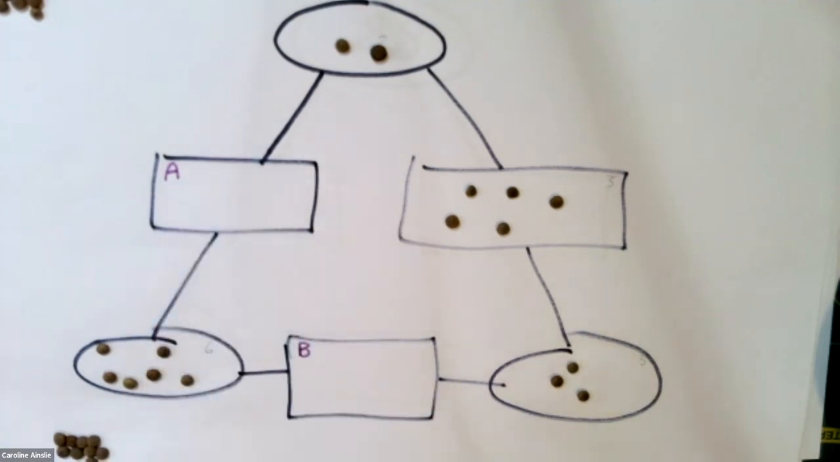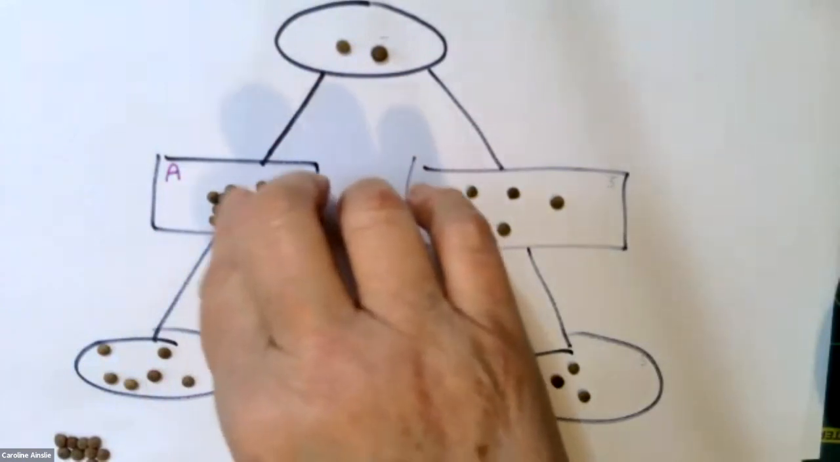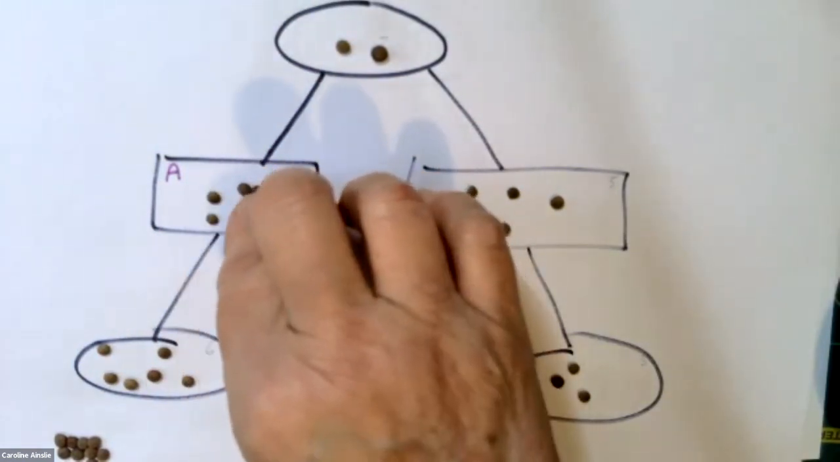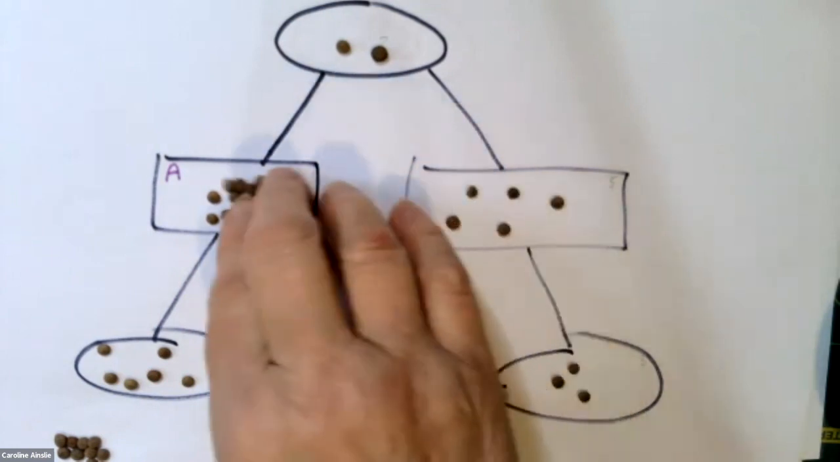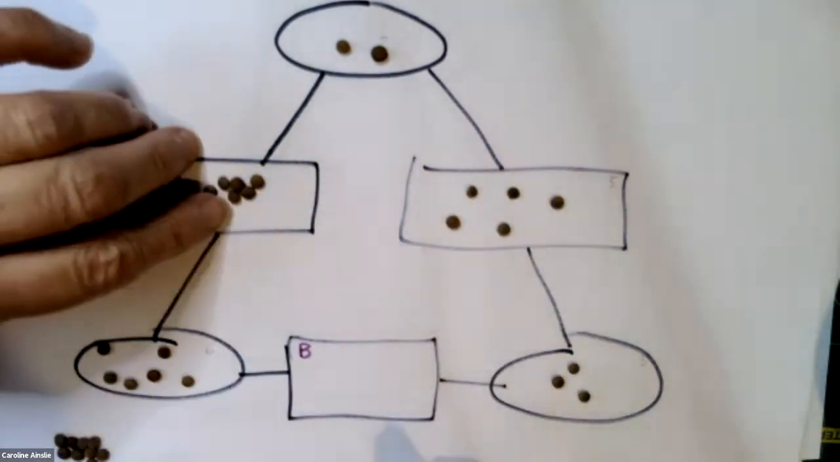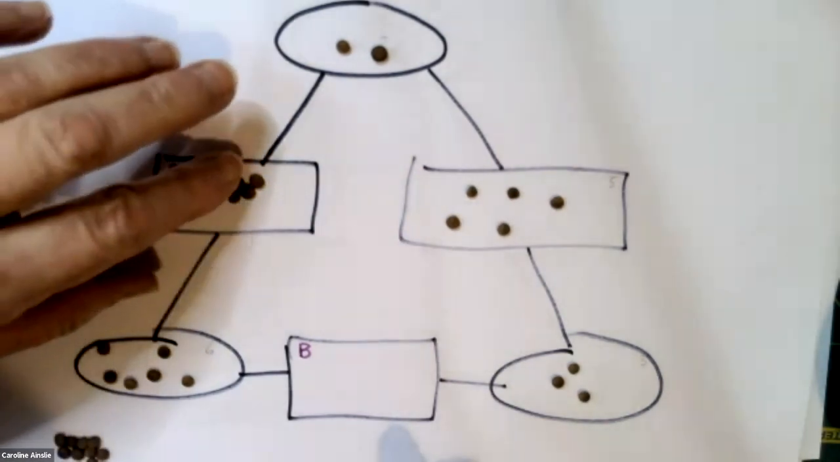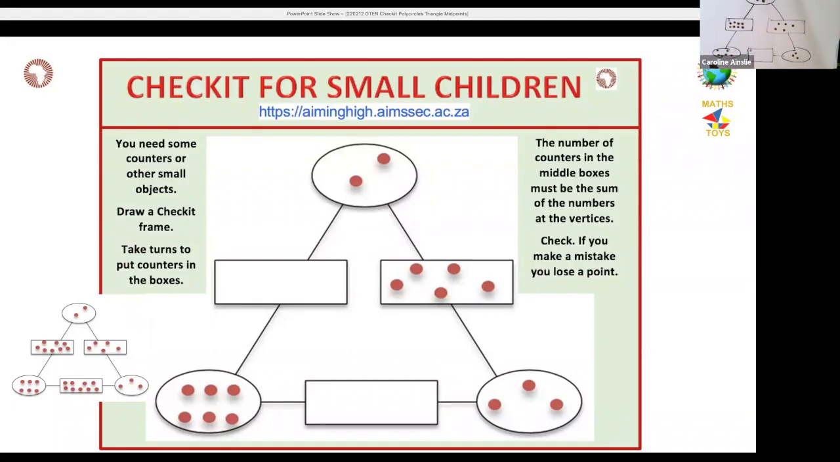Just adding here, A is 8. This gives you the opportunity to put the counters in a random way, or you can make patterns. And making patterns, of course, can help with instant number recognition. B equals 9. That's essentially the way Checkit works.